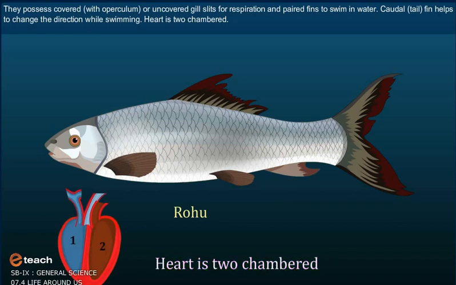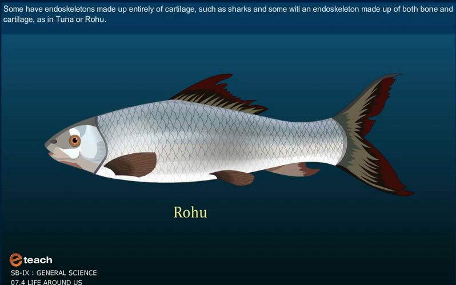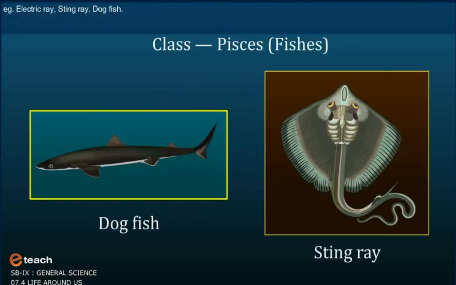The heart is two-chambered. They are cold-blooded animals. Body temperature varies with the temperature of the environment. They lay a large number of eggs. Fertilization is external. Some have an endoskeleton made up entirely of cartilage, such as sharks, and some have an endoskeleton made up of both bones and cartilage, as in tuna or rohu. For example, electric ray, stingray, dogfish.